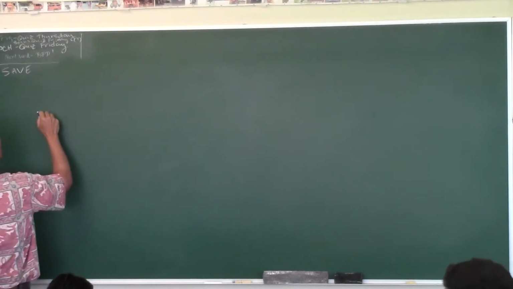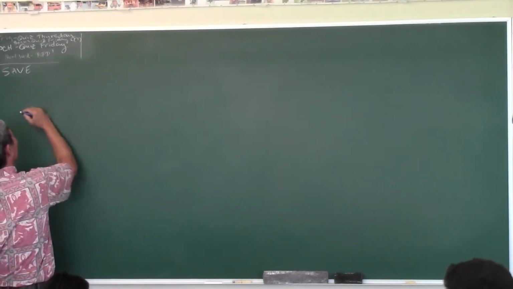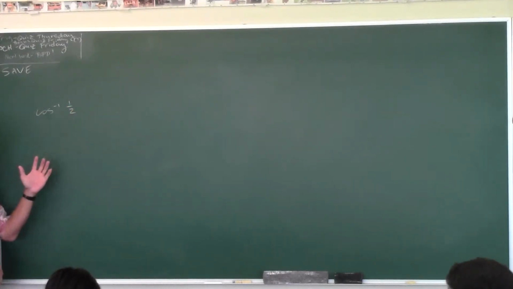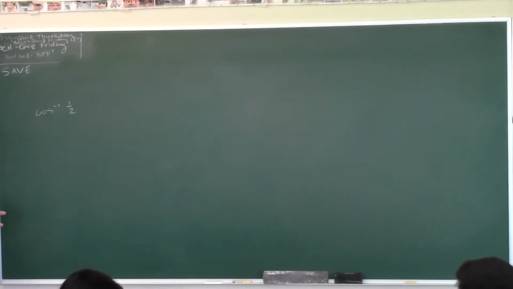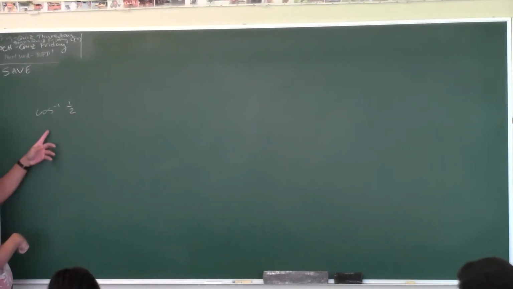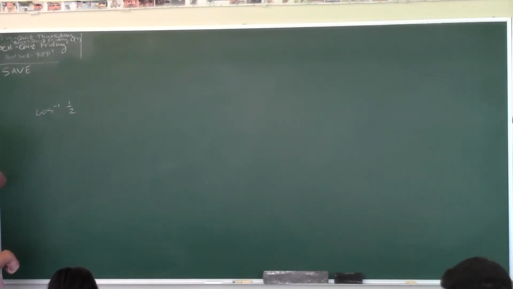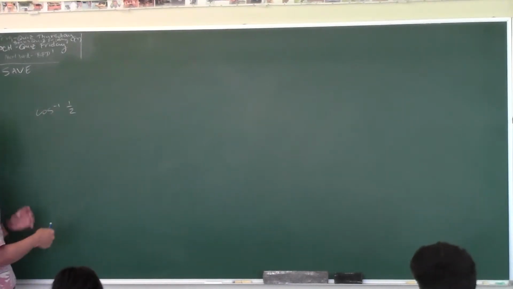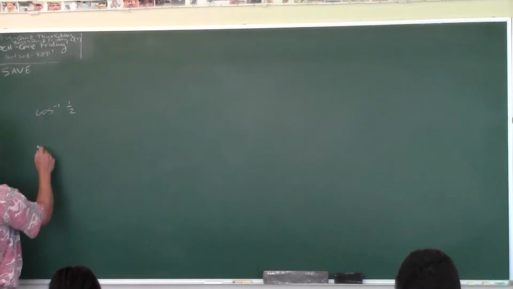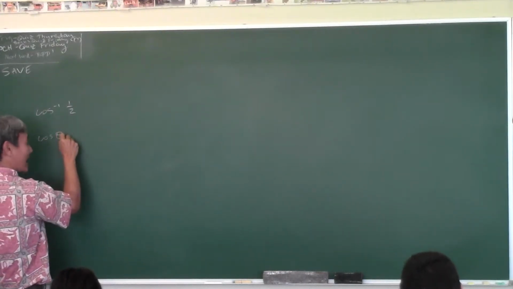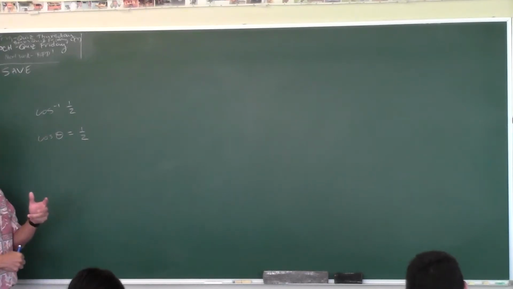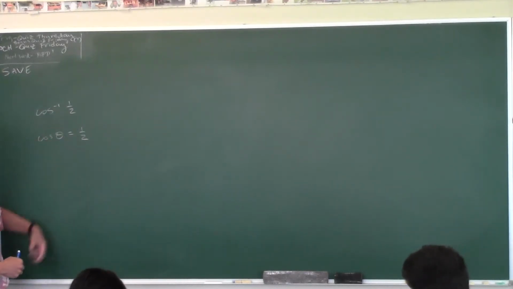Okay, what do you do when you see something like this? Cosine inverse 1/2. Now we already kind of talked about this, right? Remember that thing we did on our calculator? So when you see something like this, this is what you gotta be thinking. Cosine inverse 1/2 means the cosine of what angle is equal to 1/2. We're looking for an angle that corresponds to this value.